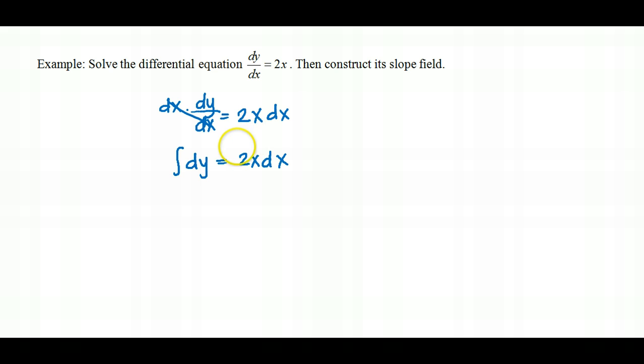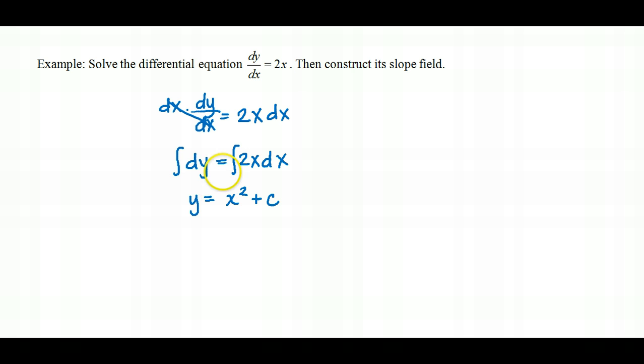So first we're going to solve this differential equation. So we're going to have dy/dx equals 2x. Multiply both sides by dx. So the dx's cancel. I have dy equals 2x dx. And then I'll integrate both sides. On the left, I have just y. And on the right side, the antiderivative of 2x is going to give me x squared plus my constant c.